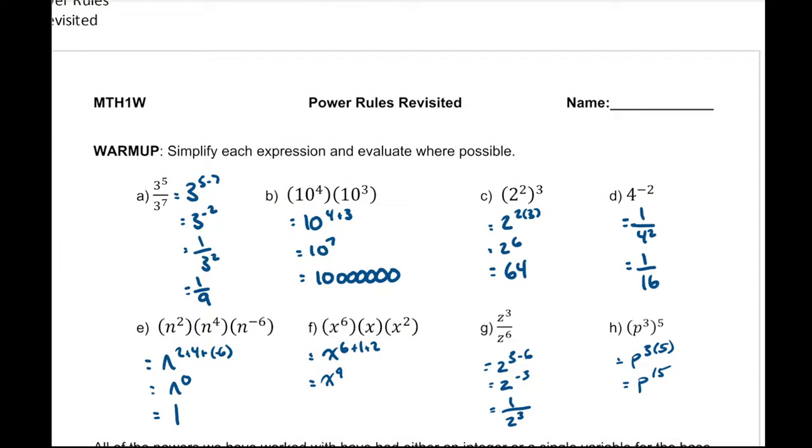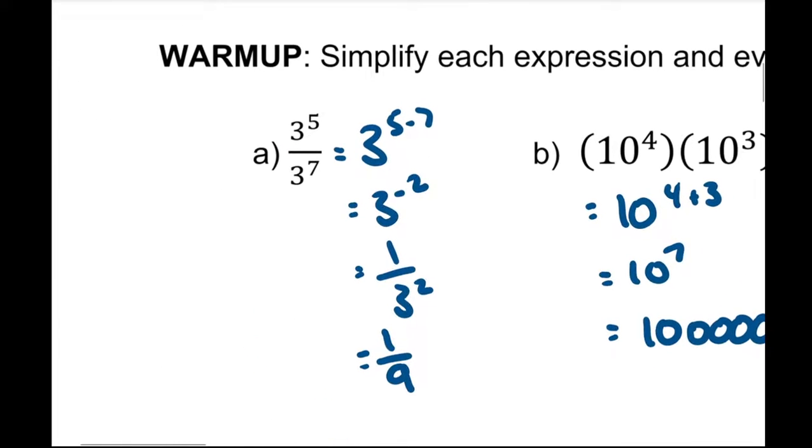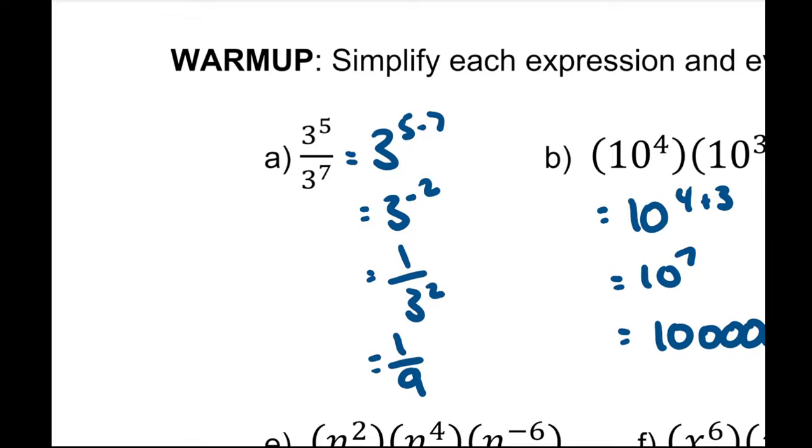So coming back to the examples, this is what we should have. Again, we see the variety of different rules that we could come across. Here in A, when we divide powers, we have to subtract our exponents. We end up with a negative exponent, so we find the reciprocal or flip it, and then we can evaluate it.